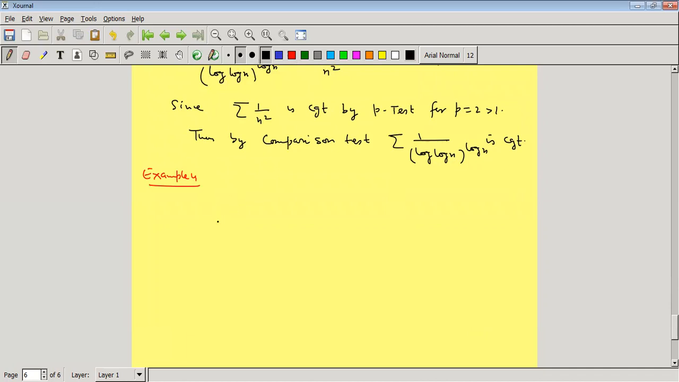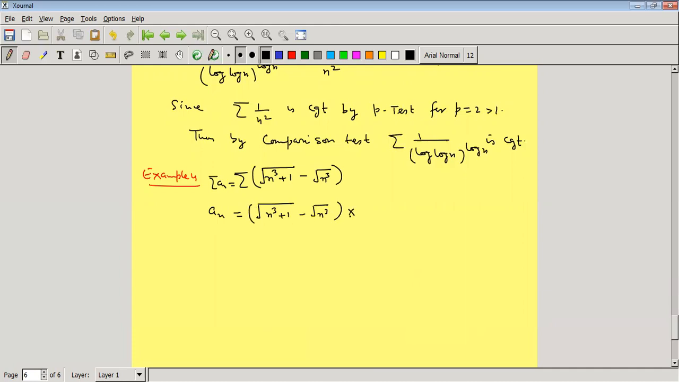Discuss the convergence of the series summation of square root of n cube plus 1 minus square root of n cube. So we have to discuss the convergence or divergence of this series. If we compare this series, we can compare it with summation an. We can find an to be square root of n cube plus 1 minus square root of n cube.